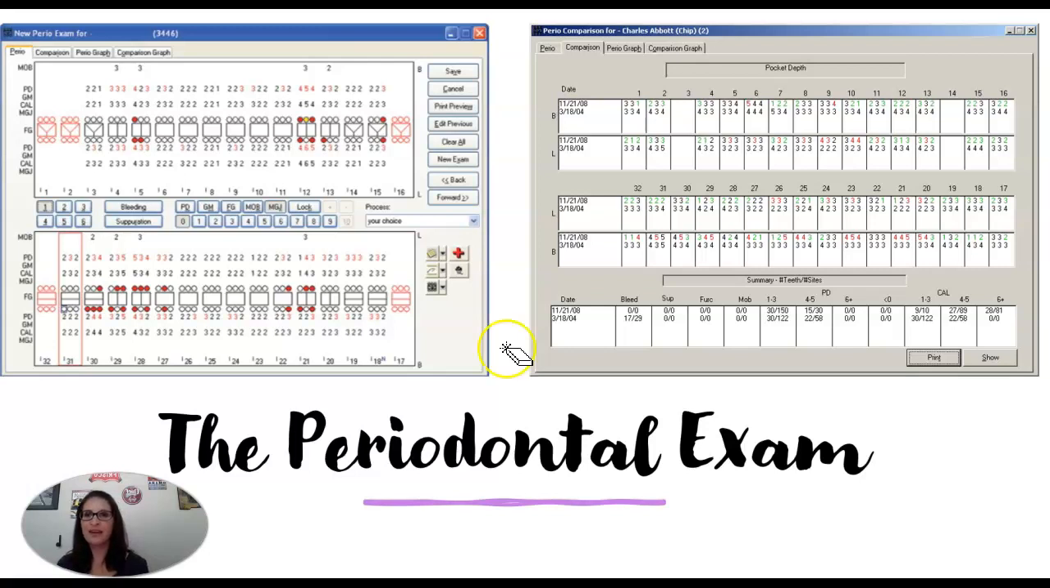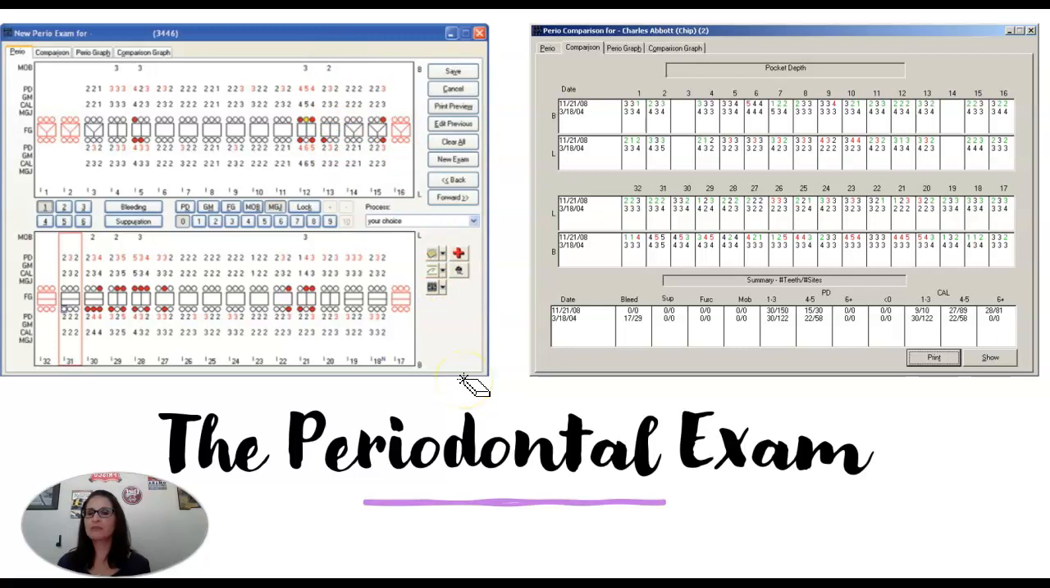So here on the left-hand side is your legend, and on this legend you have different abbreviations. So mobility is actually going to be right here at the top, and it's going to be again tracked with the levels. So you can see that on tooth number 4 and 5, it has mobility of 3. On tooth number 12, it has a mobility of 3. On tooth number 13, it has a mobility of 2.